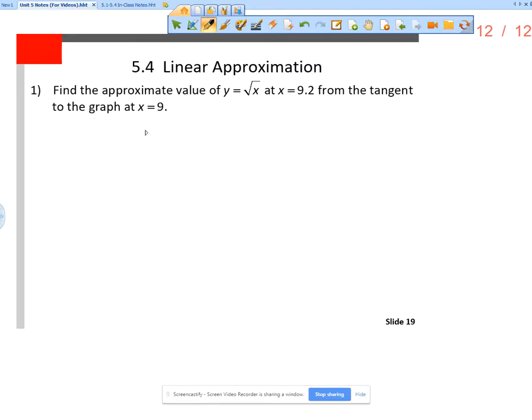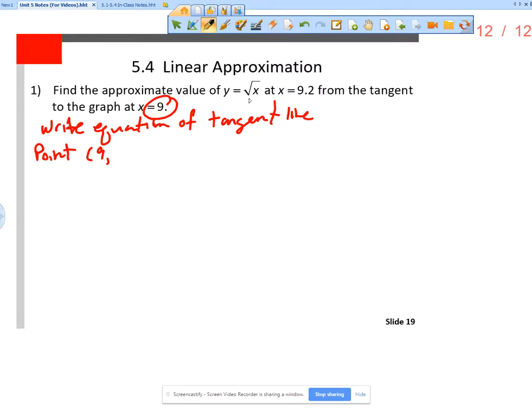So the first step is that we are going to write the equation of the tangent line at x equals 9. If I'm going to write the equation of the tangent line, what do I need to know? I need to know a point and a slope. So we're writing it at 9. So 9 comma, well, square root of 9. So 9 comma 3 is the point. And what about the slope? So slope of the tangent. Remember, we have to find the derivative.